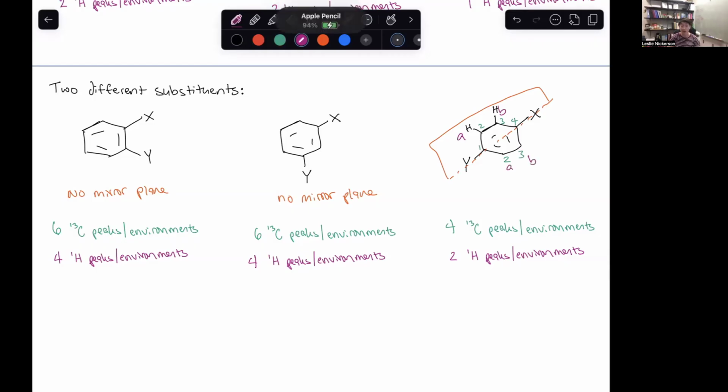Okay, so this definitely takes practice. Use model kits if you need to. It's going to take a little bit of time to get used to it, but just use your model kits, find those planes of symmetry, and count up how many unique environments you're going to have.